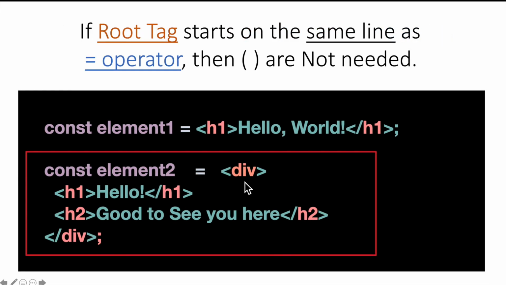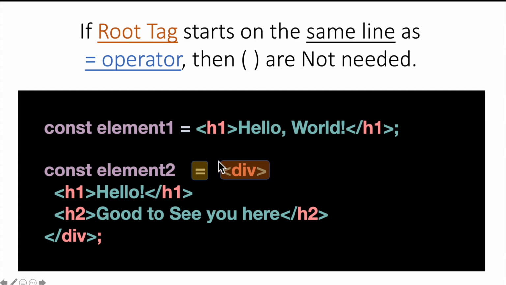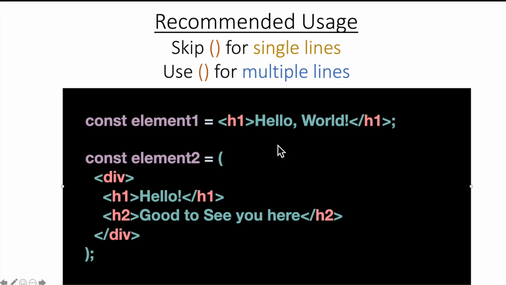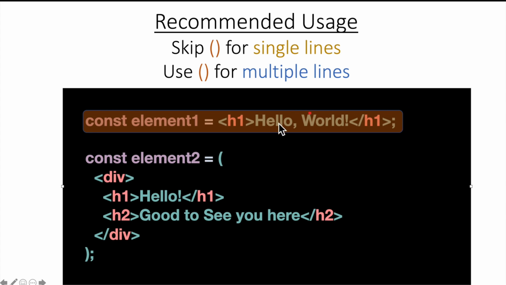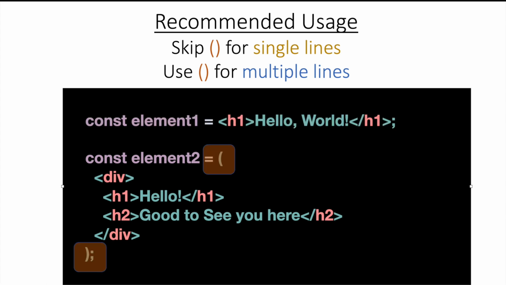Let us modify the previous example by pulling the root tag onto the same line as the equals operator. So here we have the equals operator and the root tag on the same line now. Hence we can skip the brackets. If you observe here, there are no brackets after the equals operator, and also observe that there are no single quotes or double quotes anywhere. What is the recommended usage of brackets then? The recommended usage is to skip the brackets for single lines, for example over here. And if we have multiple lines, we should use the brackets like over here.